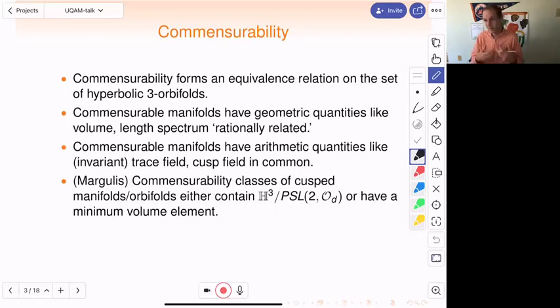That's of course very loose, but if you took the volume of one of these objects, then if you take the volume of two objects in the same commensurability class, those two volumes have to be related by a rational number because of how commensurability is defined. And more than that, any geometric data that respects covering is going to be rationally related. So something like the length spectrum of the manifold.